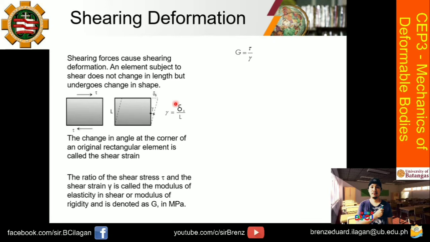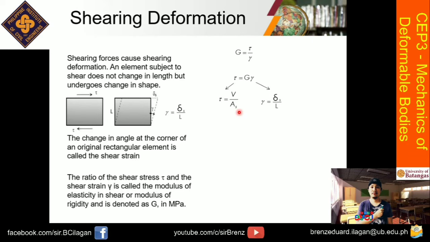So, G again is the ratio. Ano nga ang ratio ng ating G? So, siya is shear stress over the shear strain. So, if you're going to solve for the shear stress, that is G multiplied by gamma. So, shear stress is just the product of the G multiplied by gamma. Again, the shear stress is equals to the shearing force, denoted by the symbol V, over the sheared area, denoted by AS.